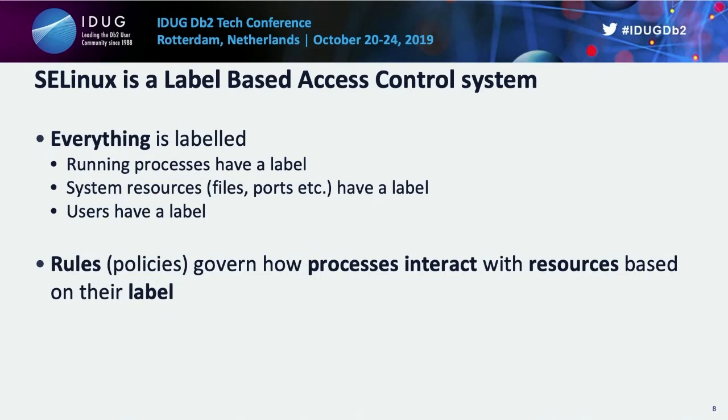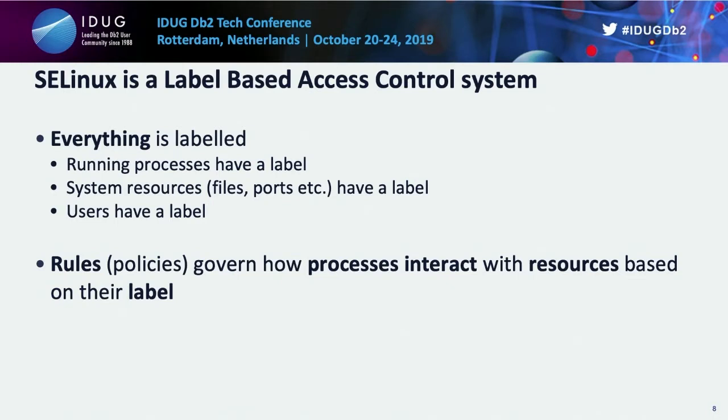So the last property was it's a label-based access control system. Everything on the system gets a label. It's not just files. Users get a label, running processes get a label, ports get a label, file systems get a label. There's a lot of different things that get labels, okay? And these rules or policies define how a process interacts with resources based on their label, okay?